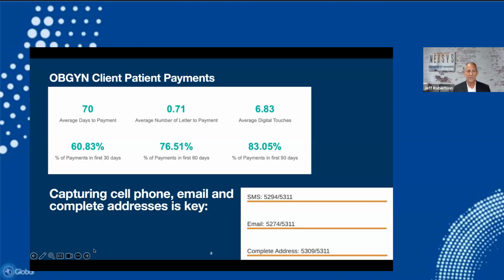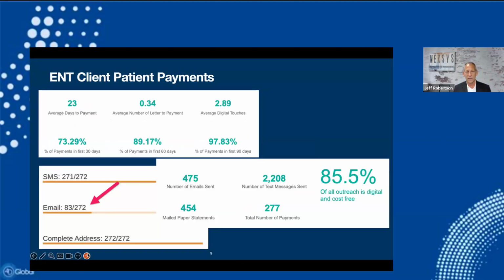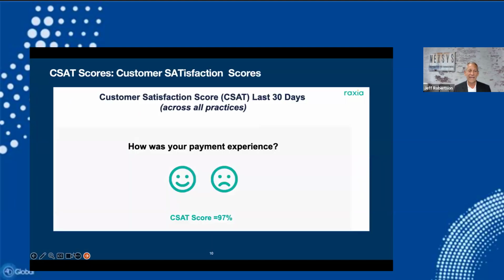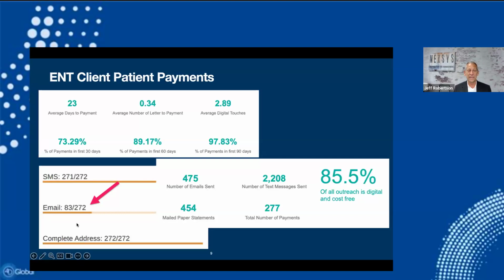It's pretty good, but if you look at a couple of slides after, an ENT group, they're not very good. You see that email, go back one. 83 emails out of 272. That's not very good.